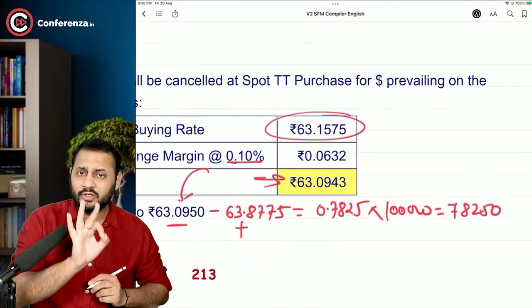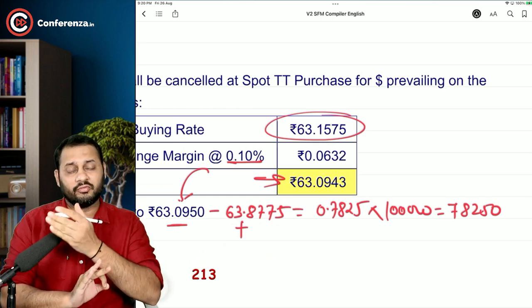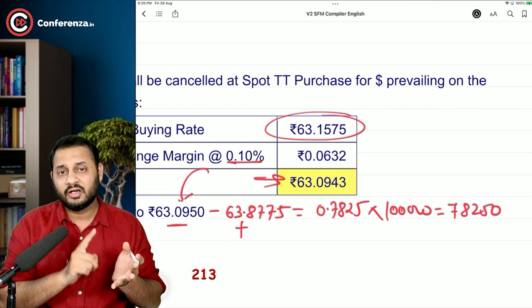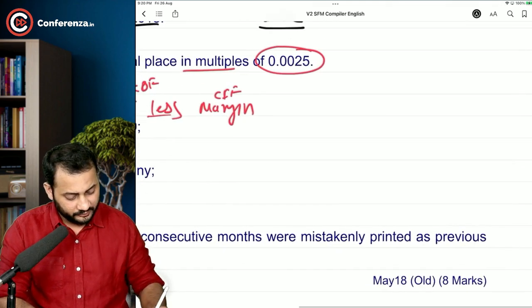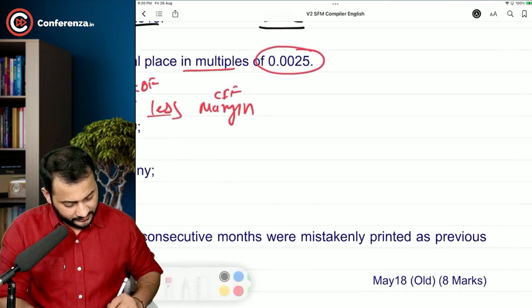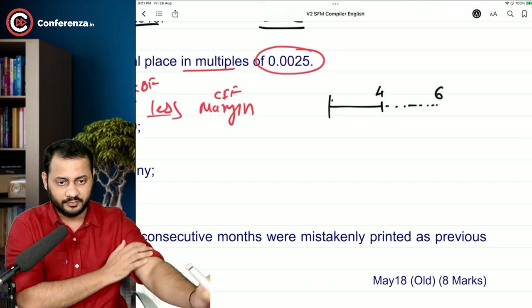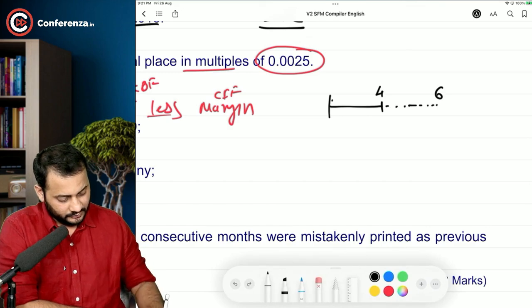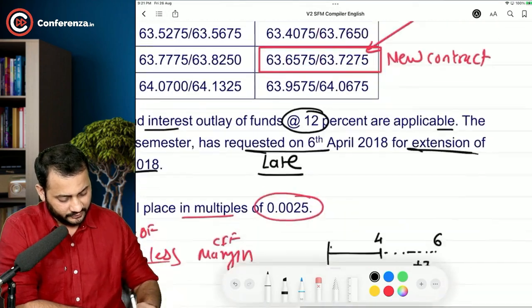Now there are only two things to consider, and you know them very well. You have learned them in the early delivery case: swap loss and interest on outflow fund. Very easy. You can just frame all of them here itself. See, let's say this is the due date, 4th April, and he appeared on the 6th April. Okay. So you were about to sell 63.8775.